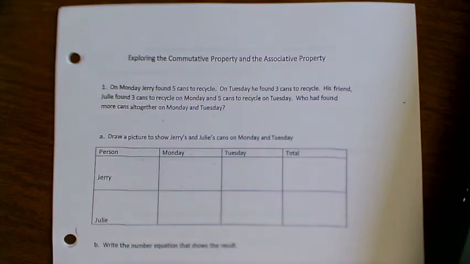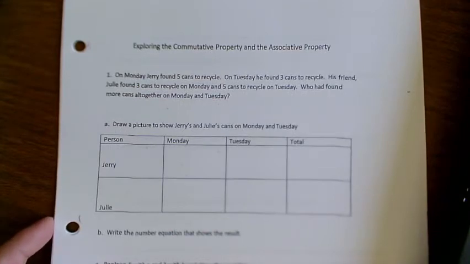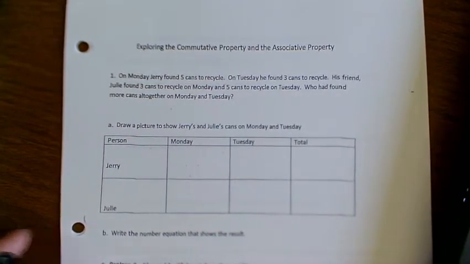Okay, in today's video, we are going to be talking about properties as well as dividing with zero. So we are starting on page 101 and first looking at the commutative and associative property.